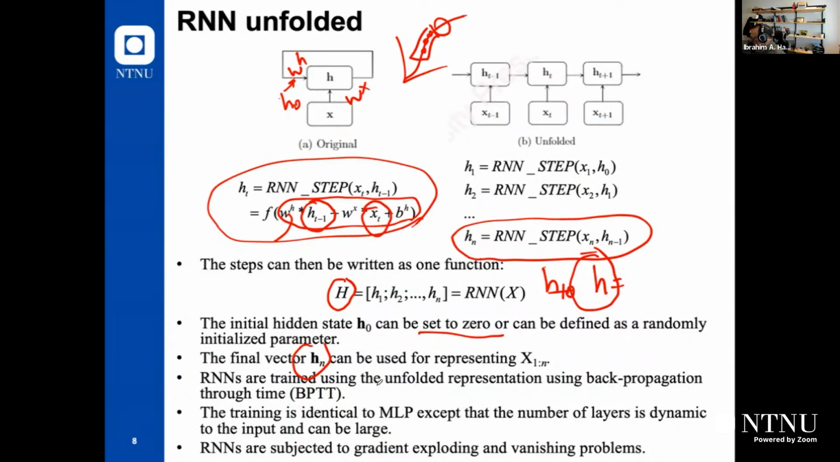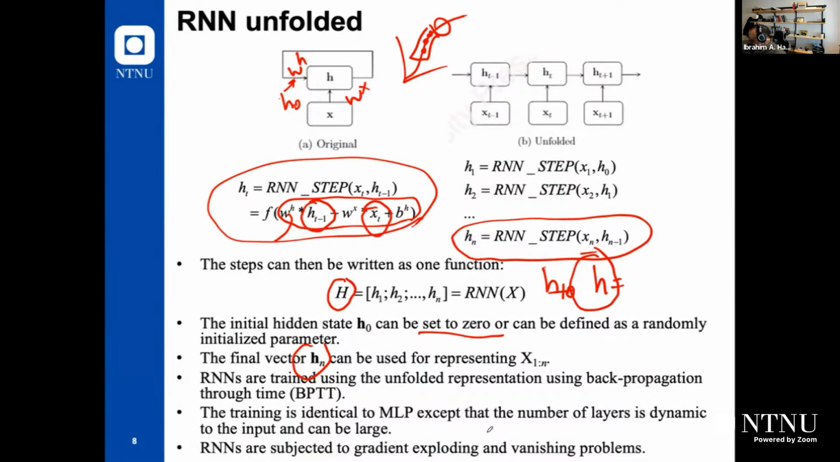And in this unfolded representation, we need to use a different version of error backpropagation, which is called backpropagation through time. It's BPTT. The training is identical to MLP, except that the number of layers is dynamic to the input, and they can be very large, because we have a number of repetitions or time steps.